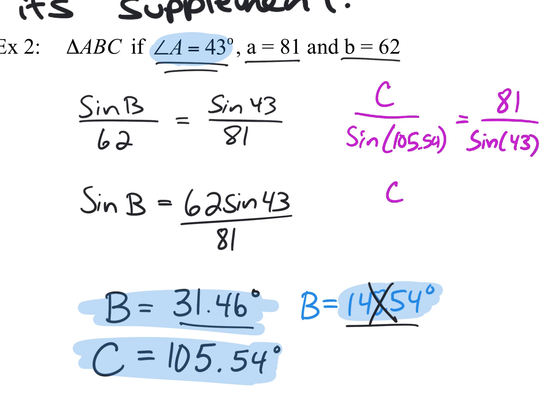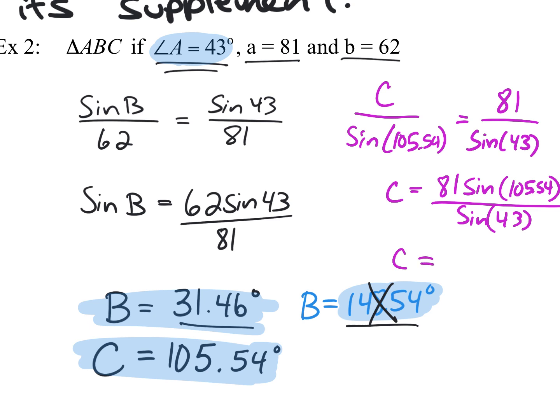So I will find that C equals 81 times the sine of 105.54 divided by the sine of 43. I can plug that exactly as I see it into my calculator, and I'll find that C equals 114.43.